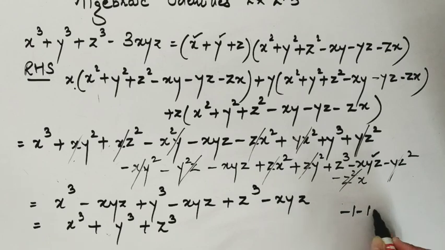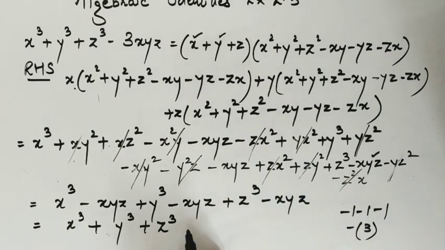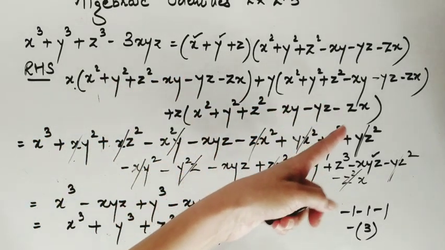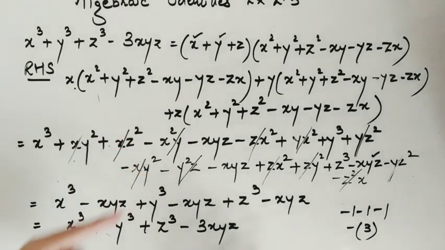It's minus 1, minus 1, minus 1. We take minus common, all 3 are added, so it's minus 3. Right over here also it's minus 3 times xyz, listing all the variables x, y, z. So we took RHS. On simplification of RHS, this is equal to LHS. So hence this is how this most important identity has been verified.